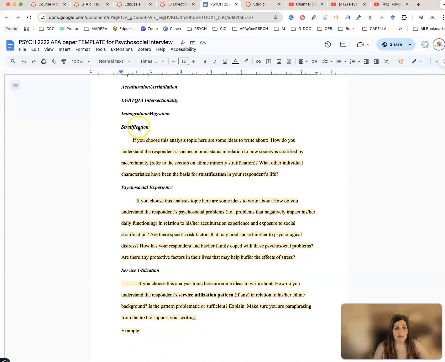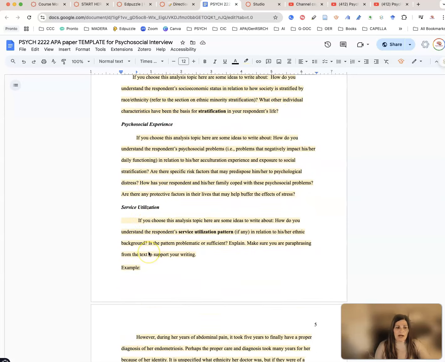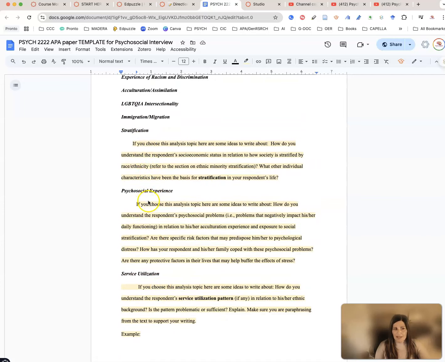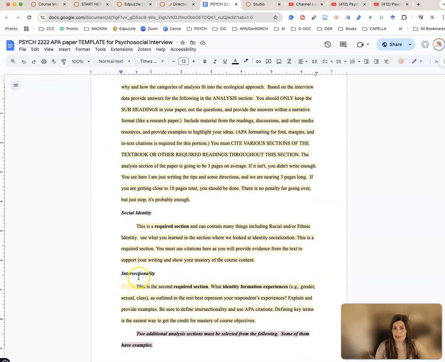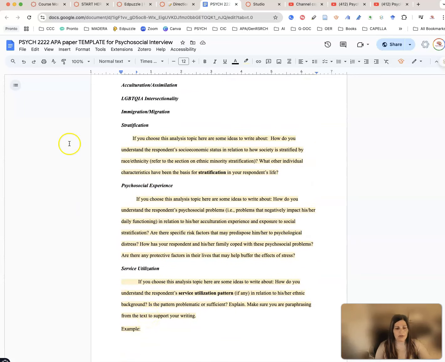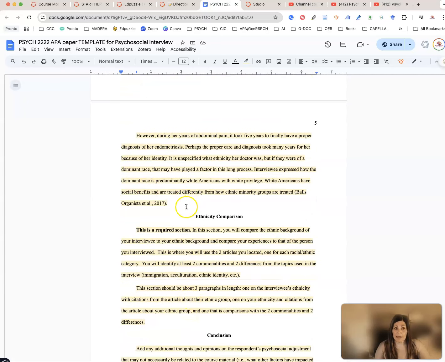So you have a few examples here of different analysis topics, what you would write about, and you have a little example. Not all of them have examples, obviously, and you would delete all the ones that you don't use. So you would keep social identity and intersectionality, because those are required, and then you choose 2 others that you use and get rid of everything else. And that's the end of this section.